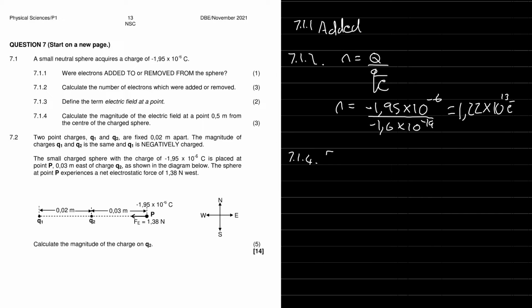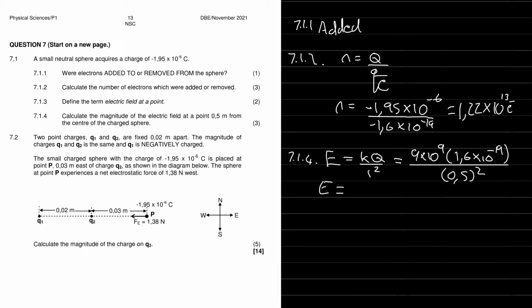So electric field is going to be given by E equals, and we're going to use the equation kQ over r squared. Because they gave us the distance, we won't use F over q. That would take a bit too long. So k is 9 times 10 to the 9. Q is 1.6 times 10 to the negative 19. Remember, you don't put the signs in this equation. And then the r is 0.5 squared. So E gives you an answer of 7.02 times 10 to the 4 newtons per coulomb.